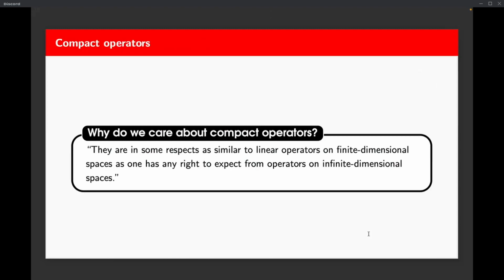And then I thought this was a good quote, so I've highlighted it. Why do we care about these compact operators? Rudin says they're in some respects as similar to linear operators on finite dimensional spaces as you have any right to expect, given that you're in an infinite dimensional space. So they behave basically as nicely as you can hope for. So that's one reason why people focus on them. And I guess a fair number of important operators in, like, PDEs turn out to be compact anyway. So they're useful because they have concrete applications as well.